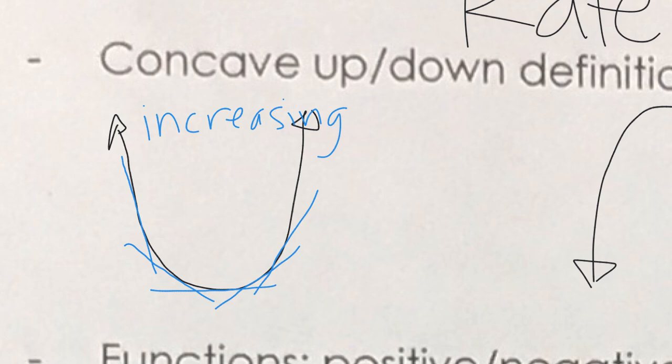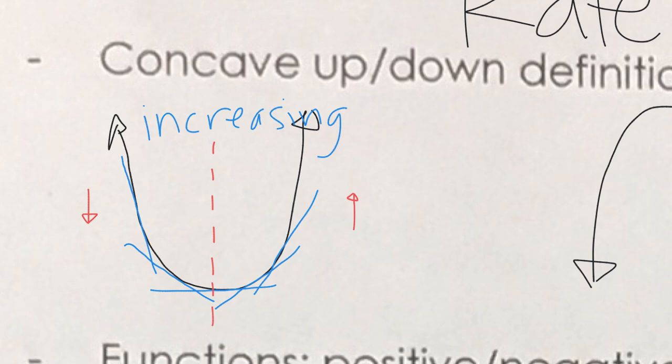The y values aren't always increasing because we can split this into two. On the left side, the y values are decreasing, and on the right side, the y values are increasing, but the rate of change is always increasing.